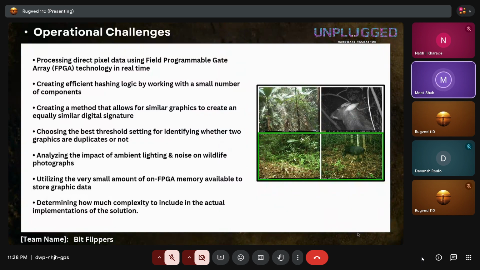Coming to the operational challenges we faced. While developing the system, we faced several challenges. Processing pixel data in real time on FPGA required careful optimization. We had to design an efficient hashing mechanism using limited hardware resources. Another key challenge was ensuring that similar images generate similar signatures.